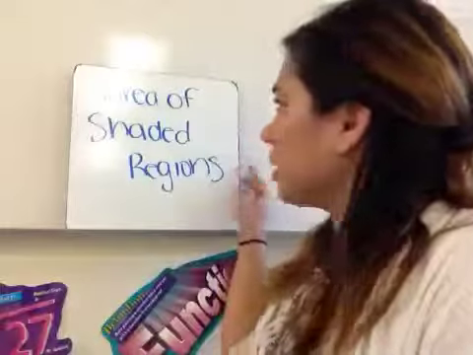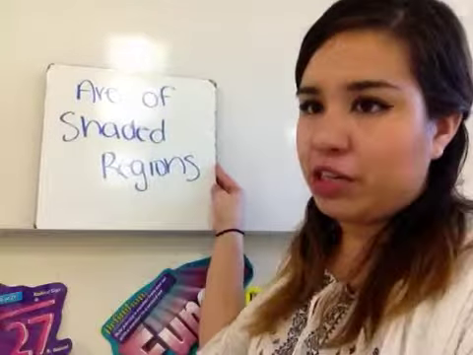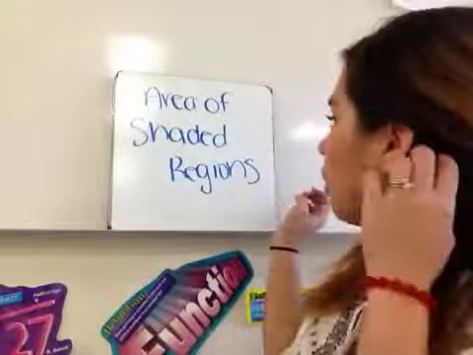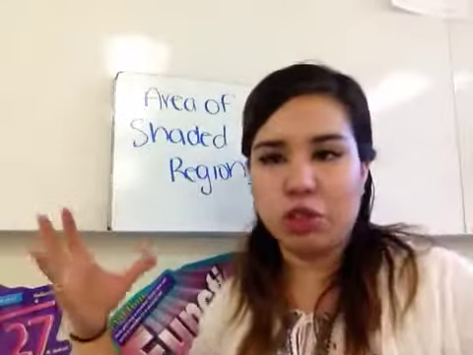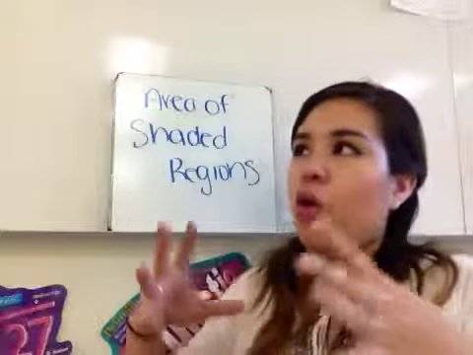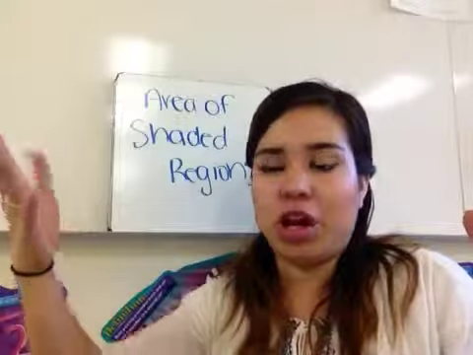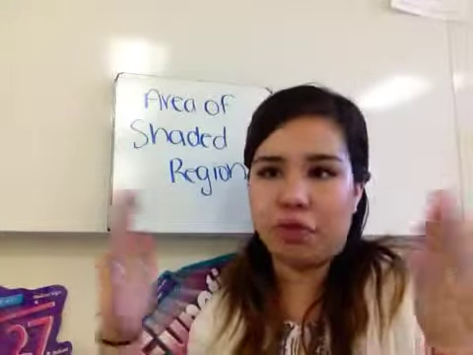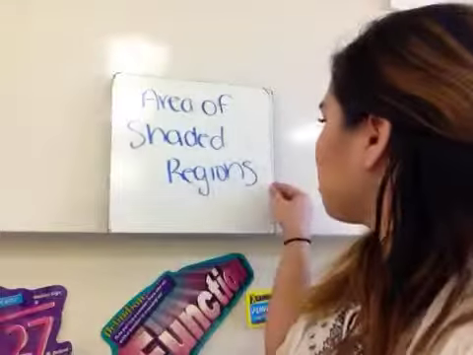Hello guys, we're going to be looking at area of shaded regions. That's when they join two shapes together to form one, and you need to find the area of that. Or if they have a shape and they took off a part of it, and you need to find the shaded part. So let's take a look.